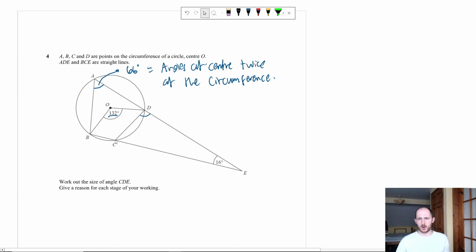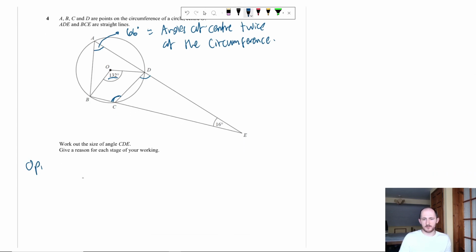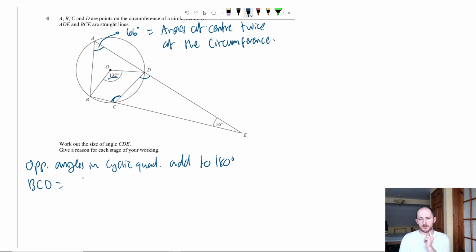And then if you notice, now I have this angle, the next thing I notice is that all four corners are on the kind of circumference of the circle, which means this is a big cyclic quadrilateral, which means this angle here, right, is opposite the angle we've just worked out, 66. And if you remember, opposite angles in a cyclic quadrilateral add to 180. So in other words, that angle BCD is just equal to 180 minus 66. Okay? Which is 114 degrees.